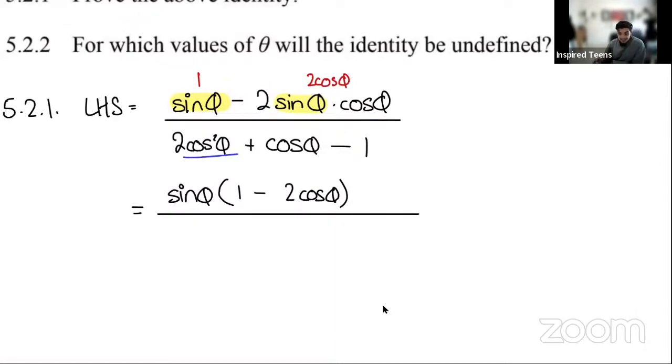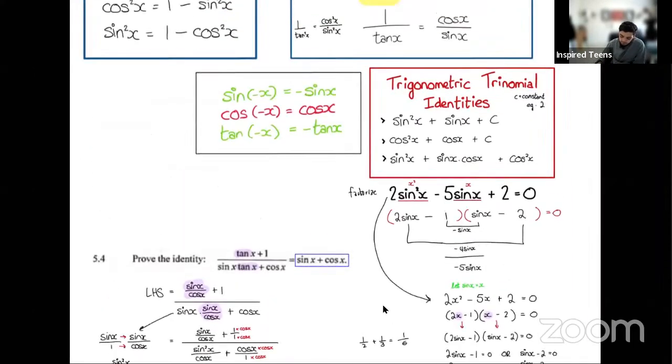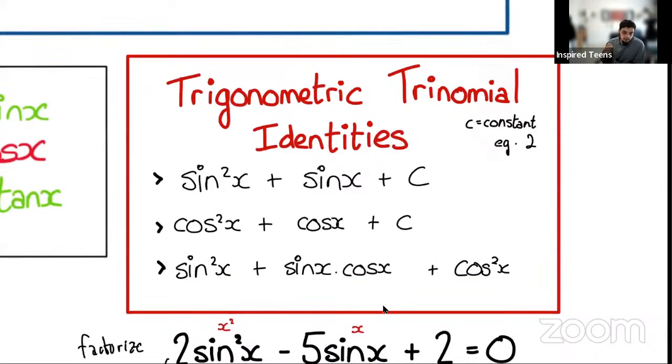Cos squared theta is an identity because cos squared theta can be changed into 1 minus sine squared theta. However, before that, you need to be able to identify that you actually have a trinomial. How do we know we have a trinomial? Remember, we went through it: the trigonometric trinomial identities, the structure of them. How are they structured, right?